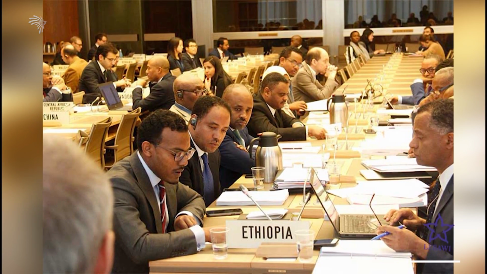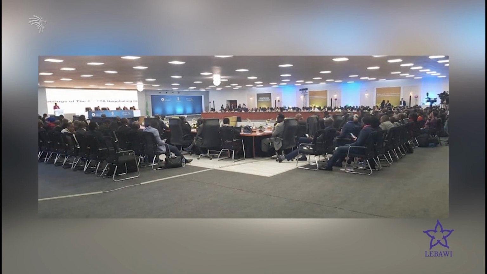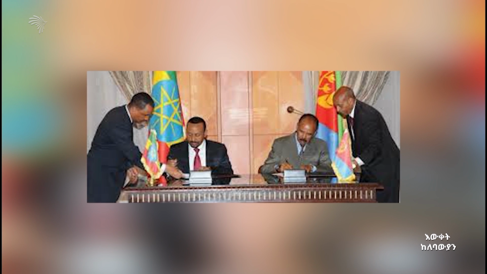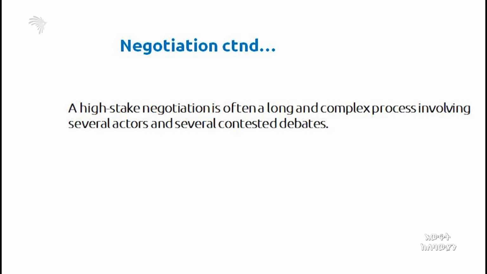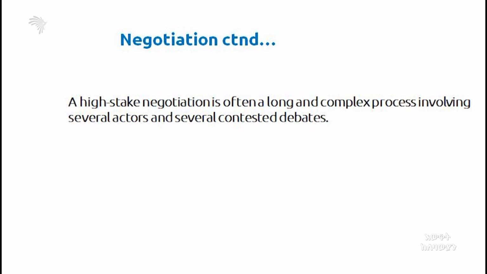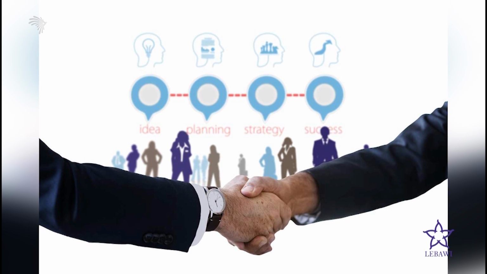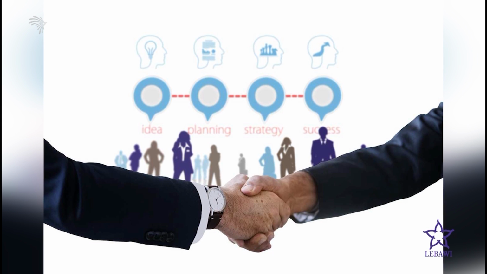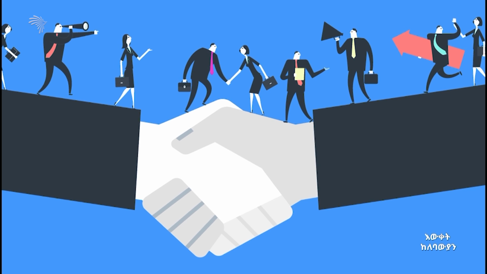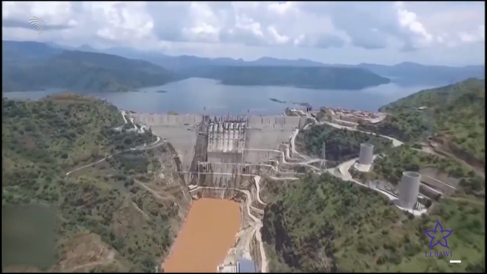It is a discussion aimed at reaching an agreement, an attempt to create a shared understanding where there has previously been contested understanding. A high-stake negotiation is often a long and complex process involving several actors and several contested debates. It can be seen as a process of identifying the convergence of interests between different competing groups. It can certainly be a tiring and arduous task to undertake.